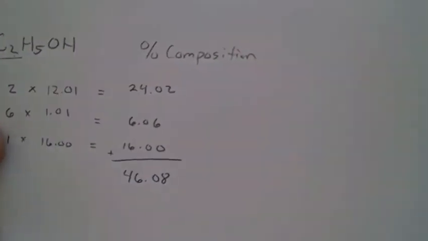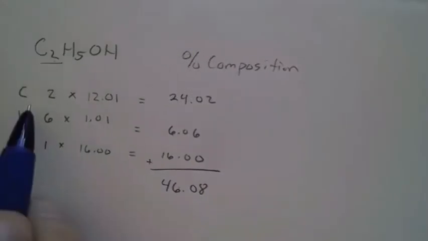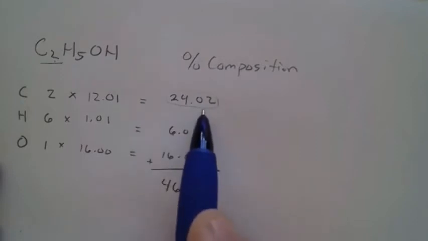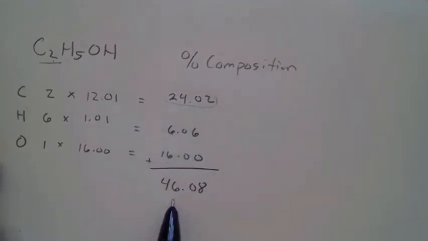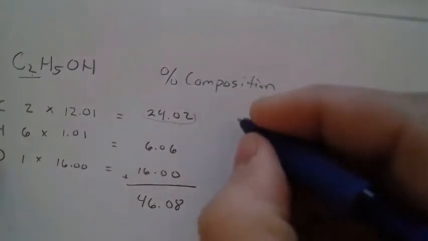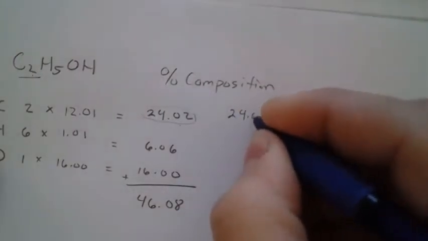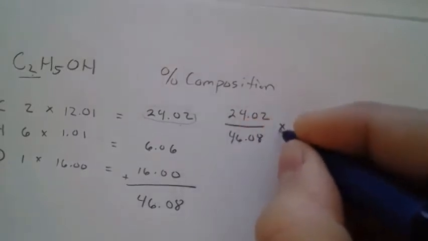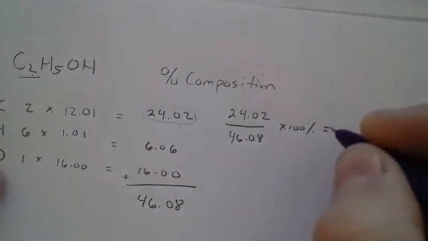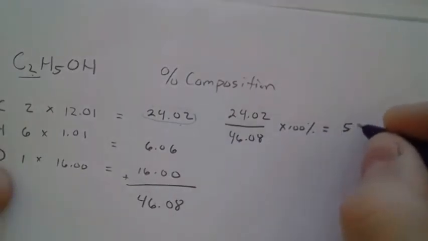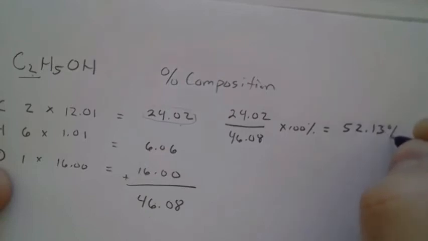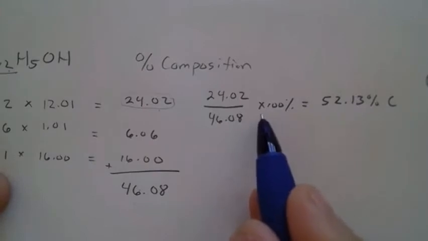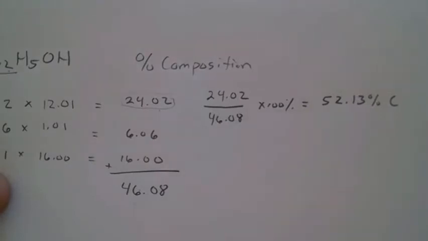Then, for each element, we take the mass of that element in the compound divided by the total mass of the compound. So for carbon, we take 24.02 divided by 46.08. We multiply by 100%, and we get 52.13% carbon. Now, when I say multiply by 100%, remember that you're just multiplying by 100 and adding a percent as a unit, basically.